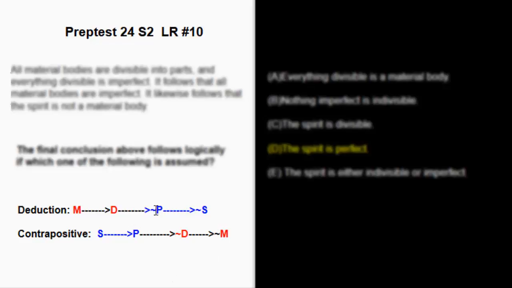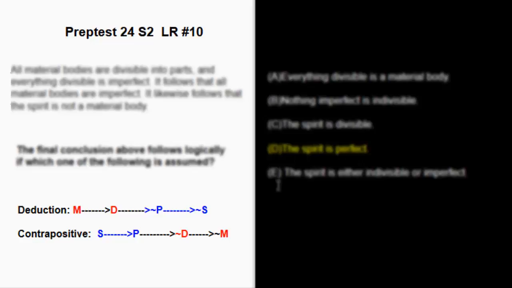B, nothing imperfect is divisible, is indivisible. So if it's imperfect, so not P, then it's indivisible. Well, we don't know that. Okay? We only know that if it's imperfect, then it's not a spirit. So that's out. So let's take a look at C. The spirit is divisible. Let's take a look. Spirit is indivisible. We don't know if it's divisible. See? We know if it's indivisible. So C is out.